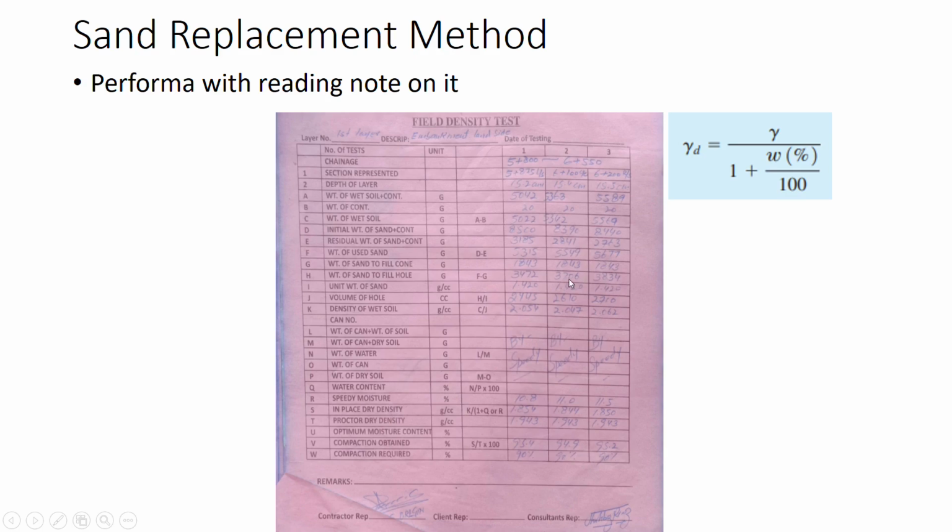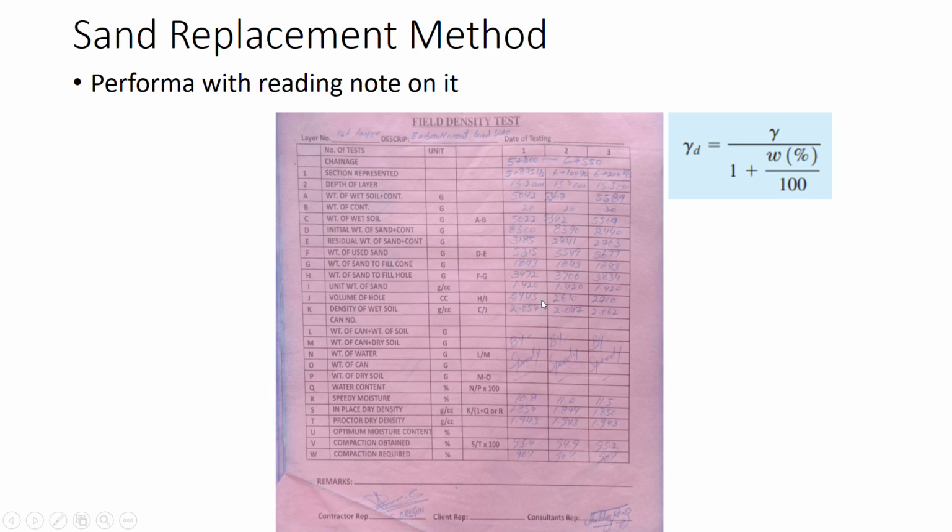This is the sand used to fill the cone, and I have made a mistake. This is the total amount after pouring down the sand, and this is the total amount of sand used.